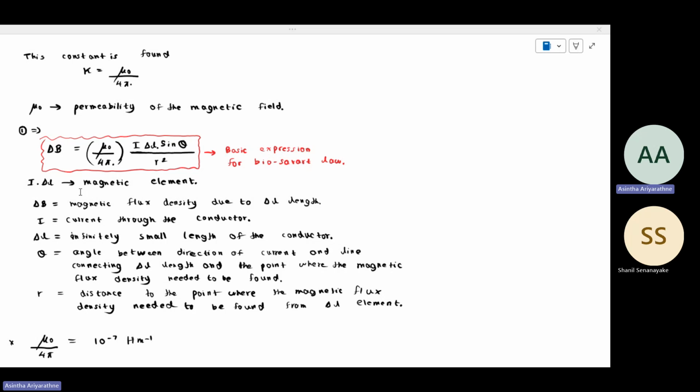So here you have to understand this basic law. It's delta B, right? It only gives the magnetic flux density due to this small delta L element, not the total magnetic flux density. This is not the expression to find the total magnetic flux density at a particular point. This gives just a small portion of the magnetic flux density due to the delta L element.